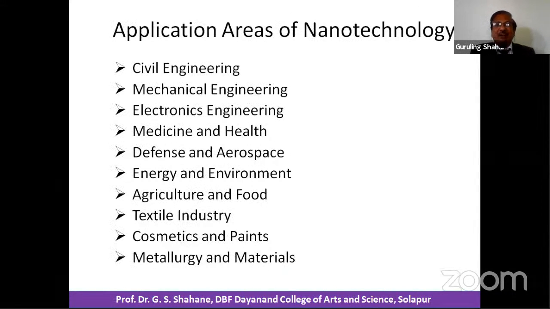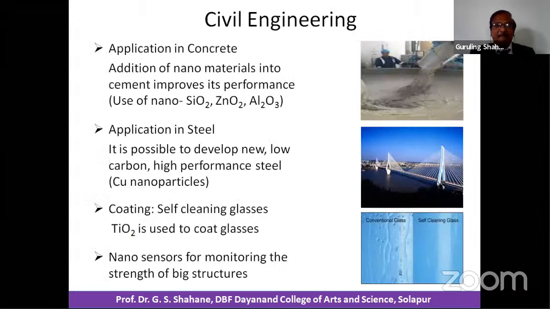These nanomaterials have applications in a variety of fields. Wherever we require a material, we can use nanotechnology to enhance the quality of existing materials. For example, it can be used in civil engineering, mechanical engineering, electronics, medicine and health, defense, aerospace, energy and environment, agriculture and food, textile, cosmetics, paints, metallurgy and materials, and many more. Let us discuss in brief the different applications.